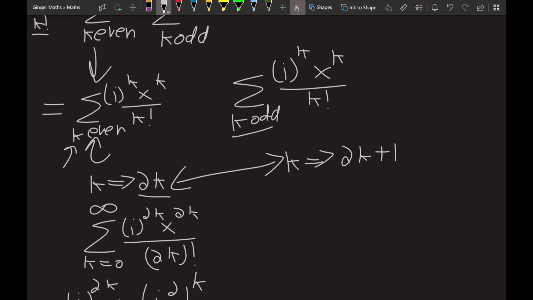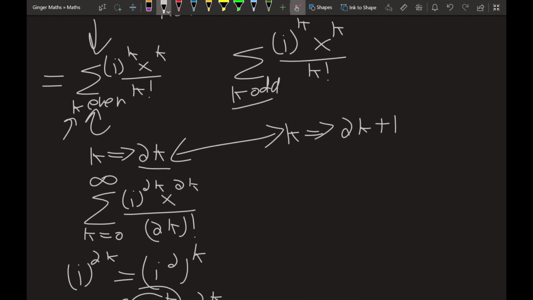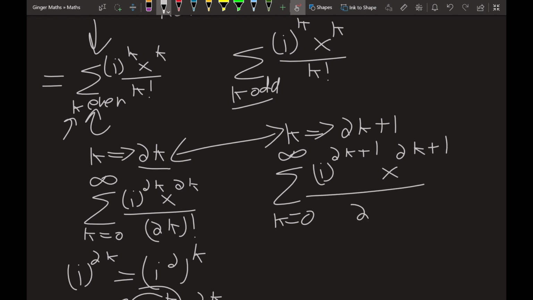So it's very similar to what we did for our even one right here. If we take an integer, multiply it by 2, we're always going to get something even. But if you then add 1 to that, you're always going to get something odd. So this is just another way to express a sum over odd integers. So applying this, we have our sum from k equals 0 to infinity of i to the 2k plus 1 times x to the 2k plus 1 over 2k plus 1 factorial.